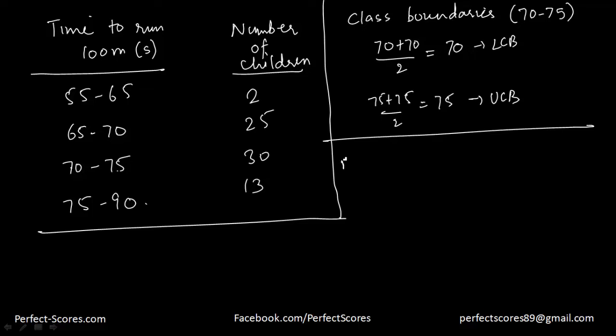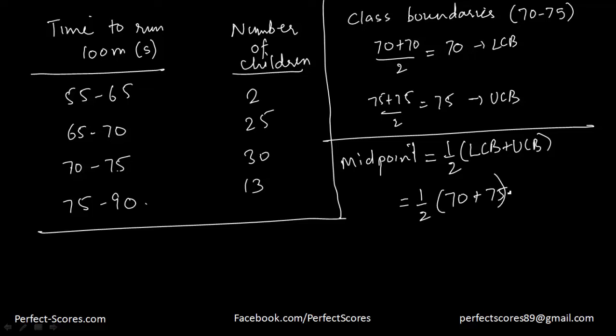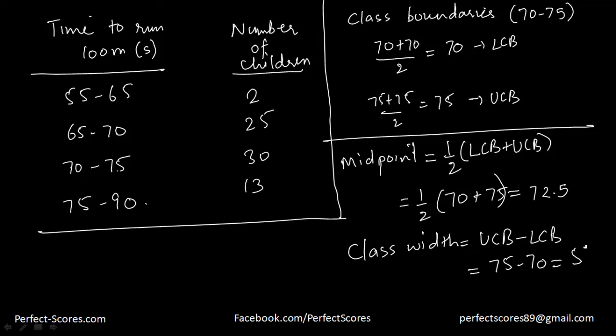Let's suppose we want to find the midpoint. Now there is something which is known as the midpoint. What is the midpoint? The midpoint is equal to half of the lower class boundary plus the upper class boundary, which is equal to 72.5. And another thing would be the class width. Class width is nothing but the upper class boundary minus the lower class boundary, which is equal to 75 minus 70, which is 5.